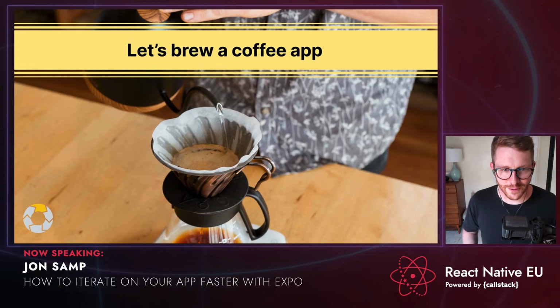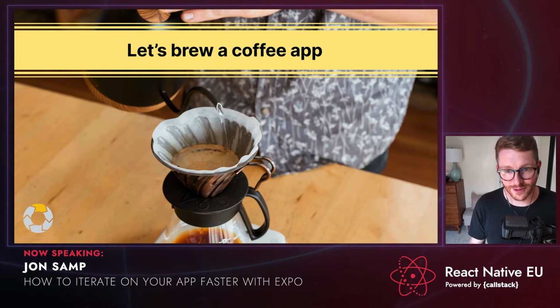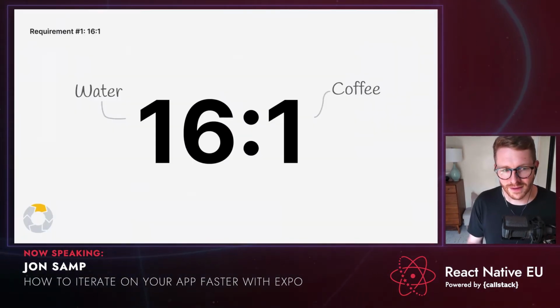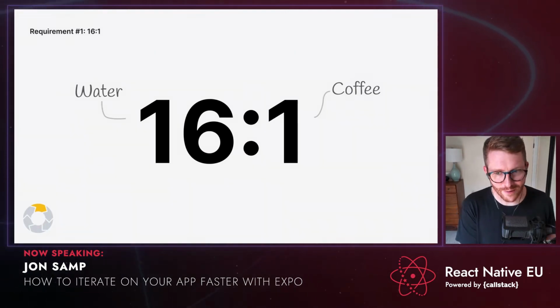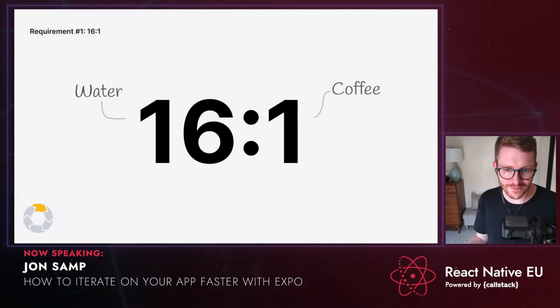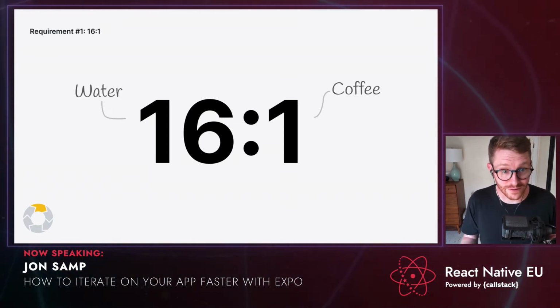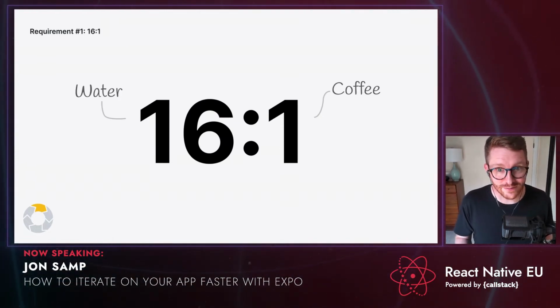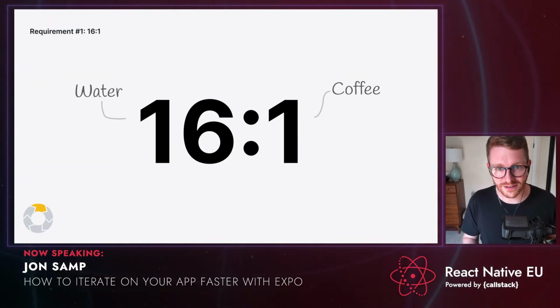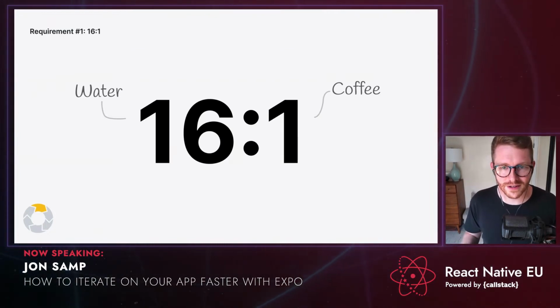So let's talk about the requirements we need to implement to make a great coffee app. The first one is we need to know the amount of water and the amount of coffee we need when making a pour over coffee. And we can measure that with a scale. Usually a great ratio is 16:1. So 16 units of water to 1 unit of coffee.